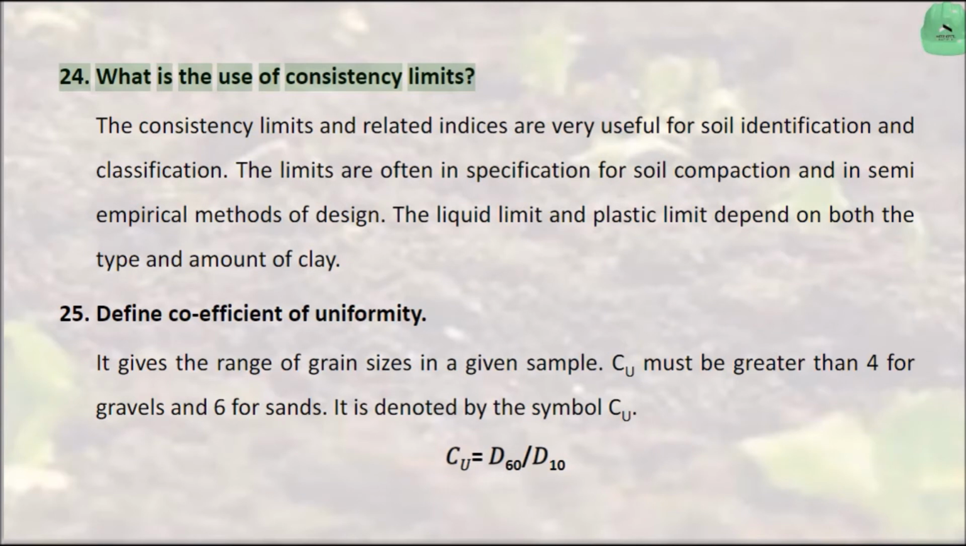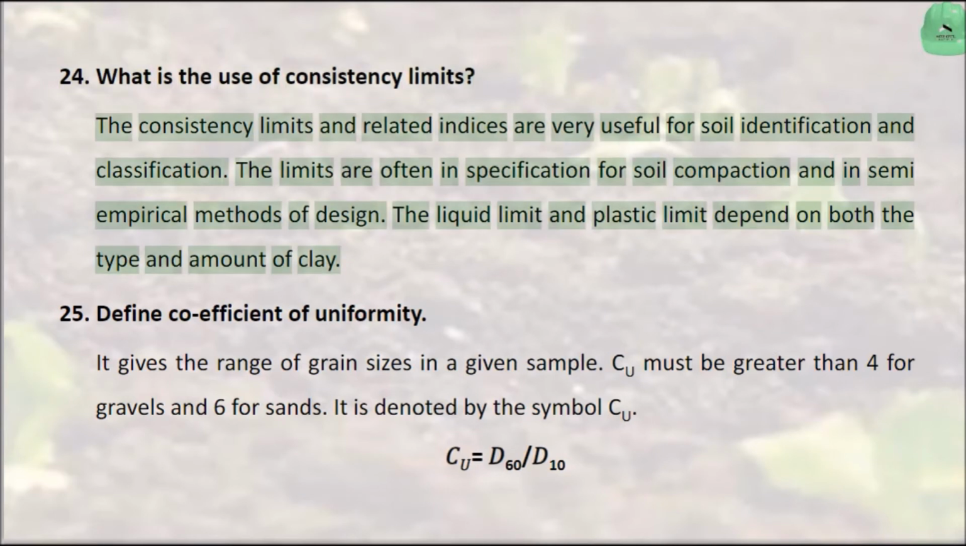What is the use of consistency limits? The consistency limits and related indices are very useful for soil identification and classification. The limits are often in specification for soil compaction and in semi-empirical methods of design. The liquid limit and plastic limit depend on both the type and amount of clay.